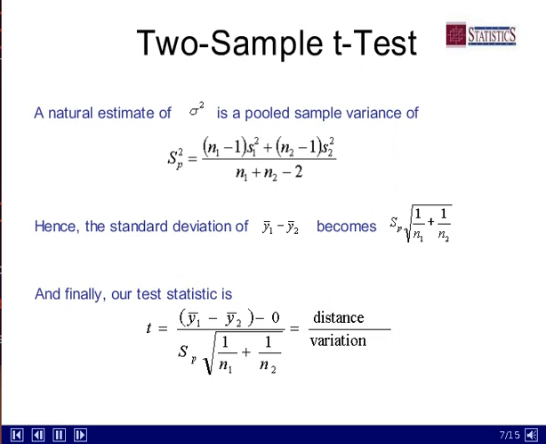So we could then form a t-statistic, which is our estimator, y bar 1 minus y bar 2, minus 0. The 0 is just representing the target value, because mu1 minus mu2 equals 0. It's not necessary to put in the equation. I put it in for completeness. Divided by the standard deviation, S P times the square root of 1 over n1 plus 1 over n2. Next to that, I've written that this is really distance over variation.